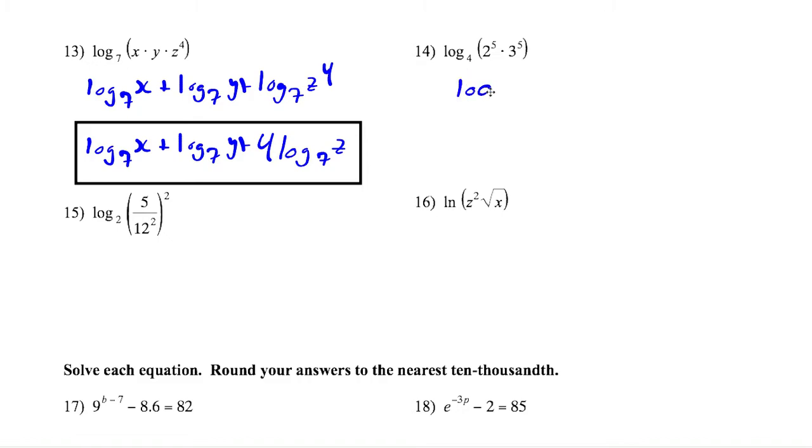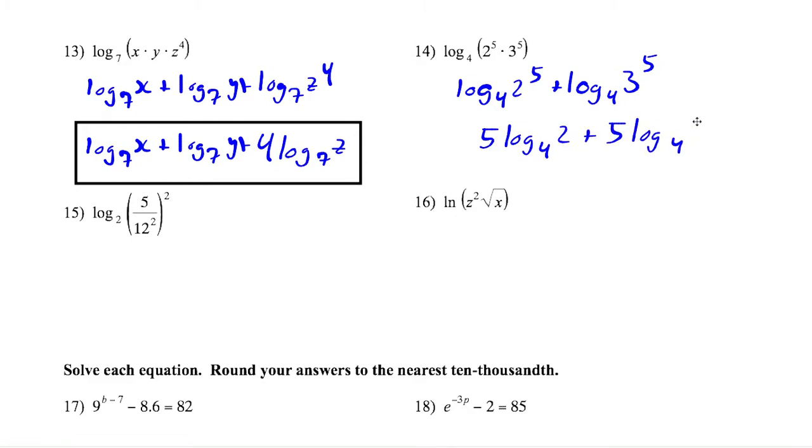So here we're going to have log base 4 of, that is a 4. See, this thing is a mess. Log base 4 of 2 to the 5th plus log base 4 of 3 to the 5th. So this actually becomes 5 log base 4 of 2 plus 5 log base 4 of 3.